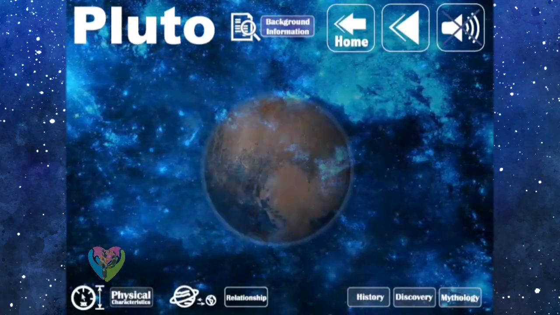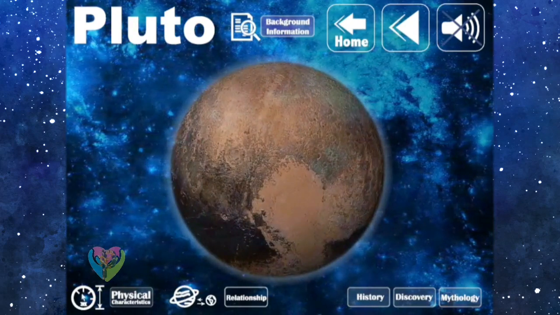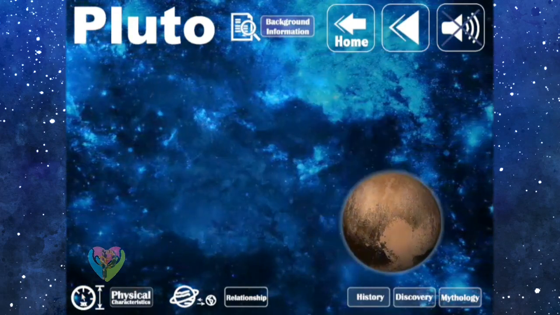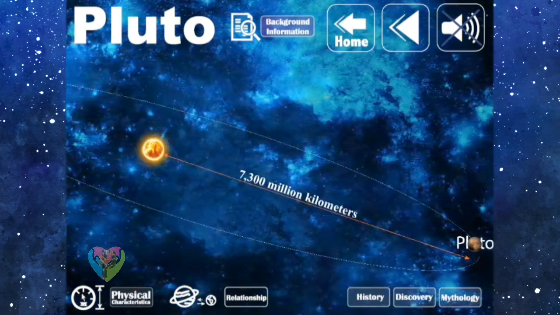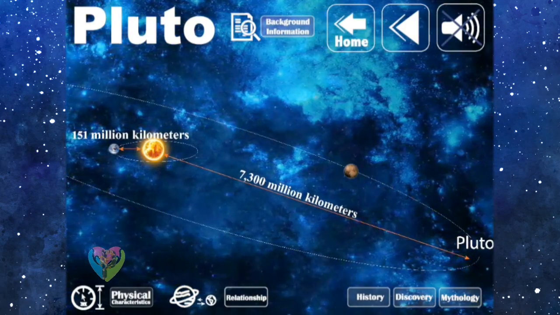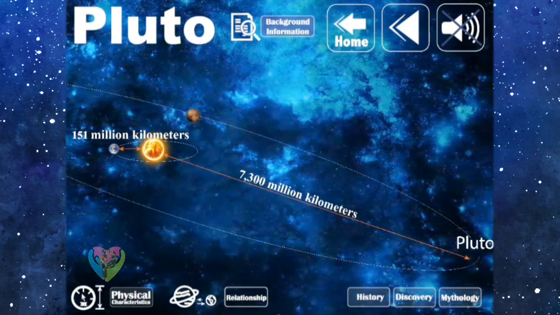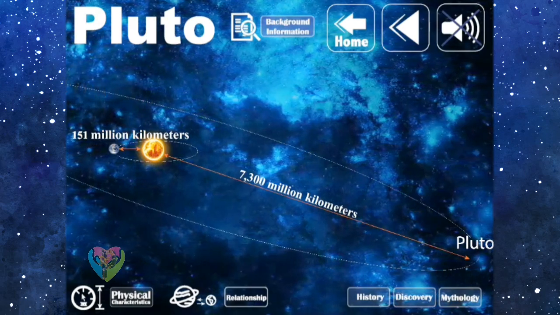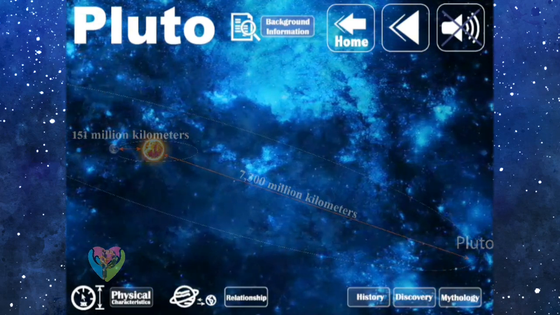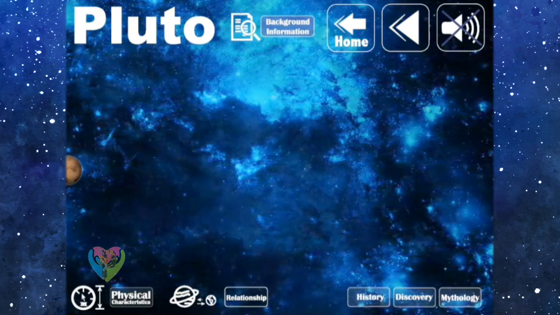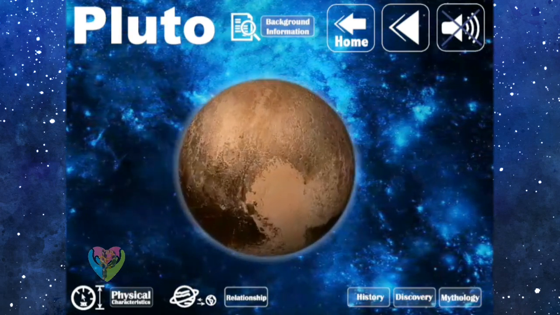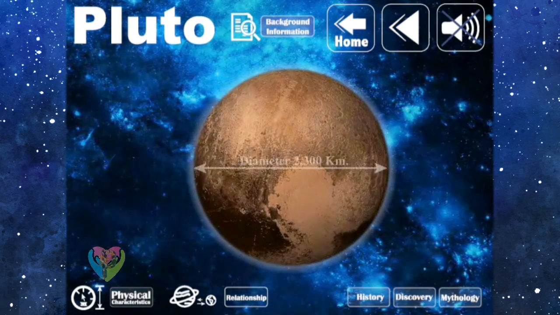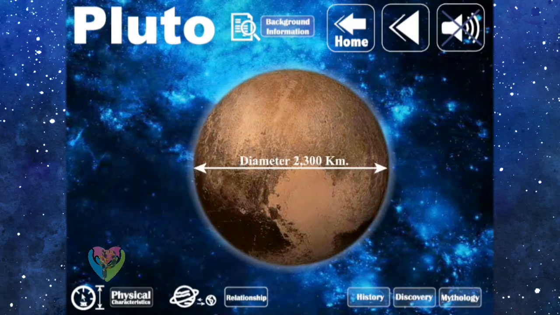Background information. Pluto was originally considered to be the ninth planet from the Sun in the solar system. Anyway, because Pluto is very small and its orbital path doesn't lie in the same plane as the eighth planet, then on August 24th, 2006, the International Astronomical Union excluded Pluto and reclassified it as a dwarf planet.